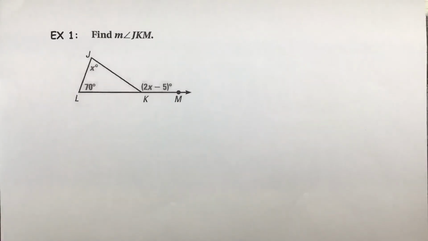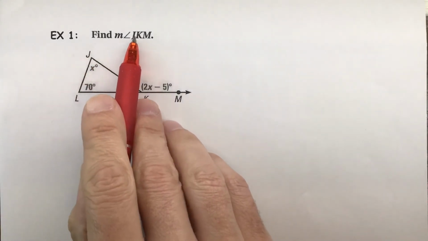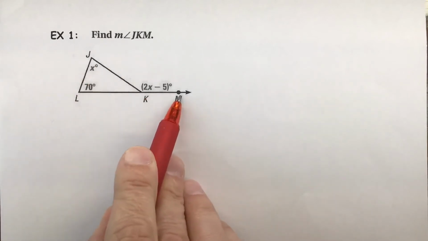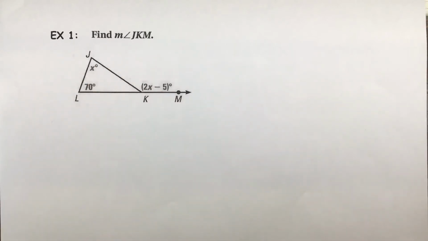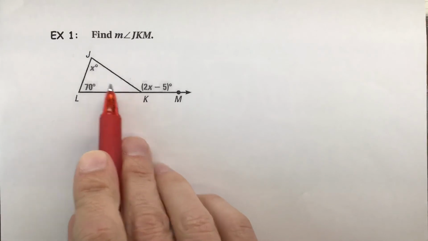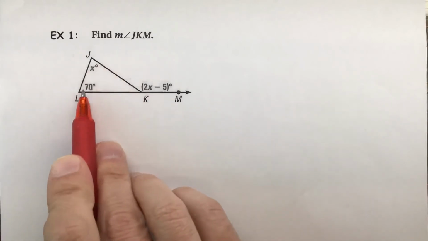In example 1, we're being asked to find the measure of angle JKM. JKM is located here, which means that it's our exterior angle. Okay, and we're going to figure out what the measure of that would be. Our theorem tells us that the exterior angle is going to be the same size as the sum of the remote interior angles. This right here would be the adjacent interior angle. Okay, so these will be our remote interior angles.